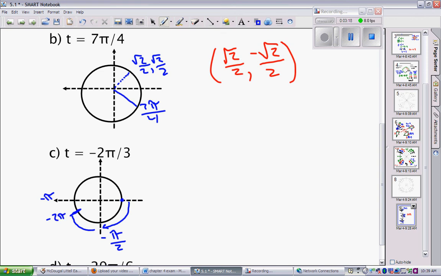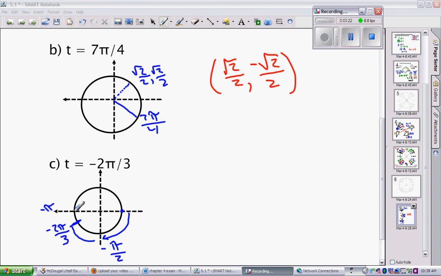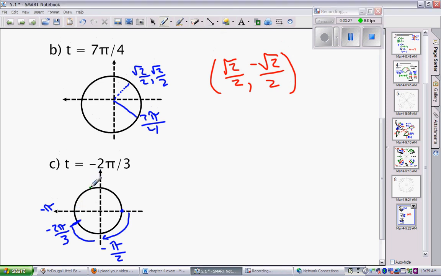Negative 2 pi over 3. So we are a third after pi, so think about it as a third after pi over 2, which correlated with a third almost there. So we know this is 1/2, root 3 over 2. We need them both to be negative because it's in quadrant 3. So negative 1/2, negative root 3 over 2.